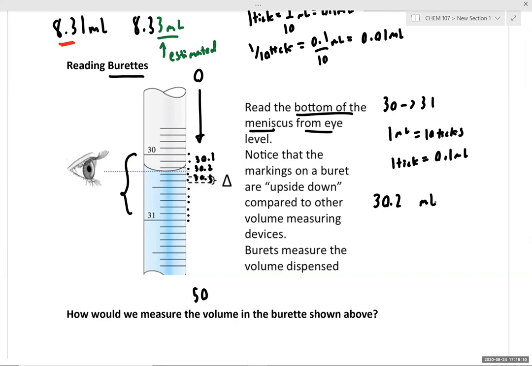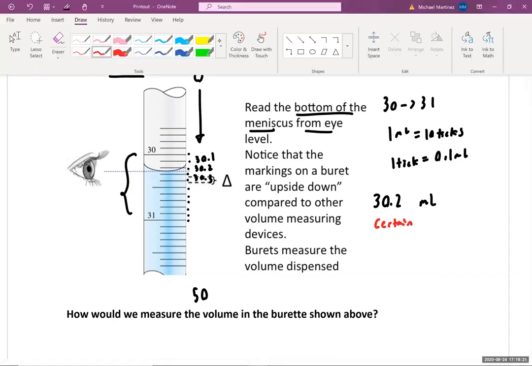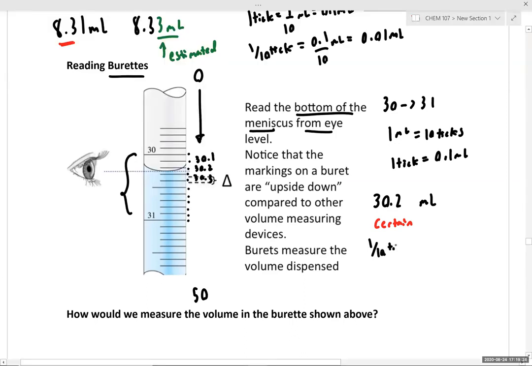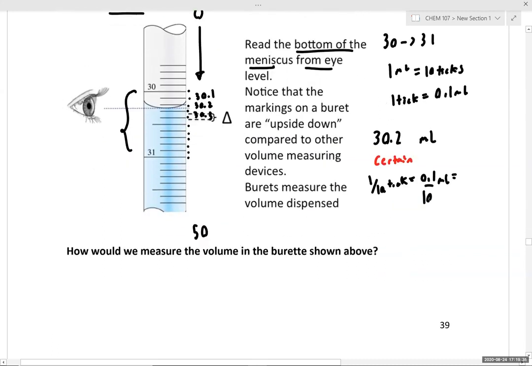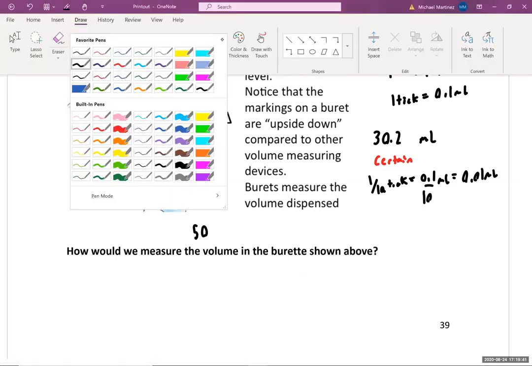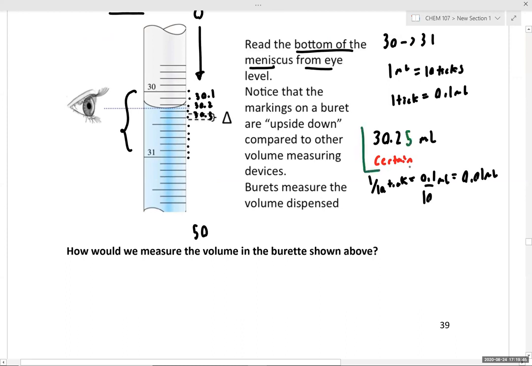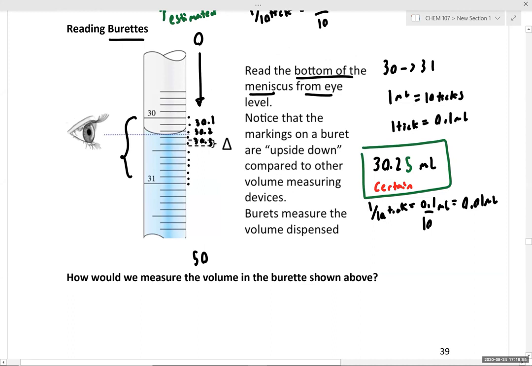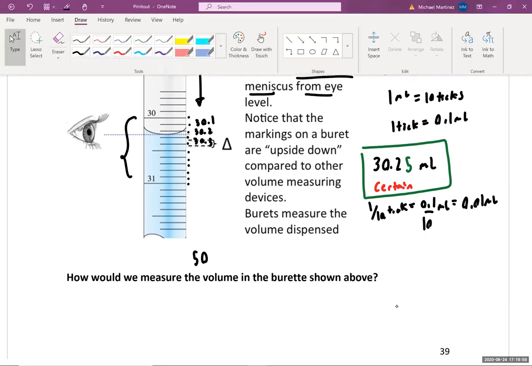So I see in the chat that some students are reporting an additional digit. Remember, we can report all of our certain digits. So these are our certain digits. And then we can estimate up to 1/10 of a tick. And in this case, 1/10 of a tick is equal to 0.1 milliliter over 10, which in turn gives us 0.01 milliliters. So we report our certain digit and then we estimate one additional digit. So 30.25 would be our full measurement for the volume inside this burette. Does that make sense to everyone? Any questions on this example?